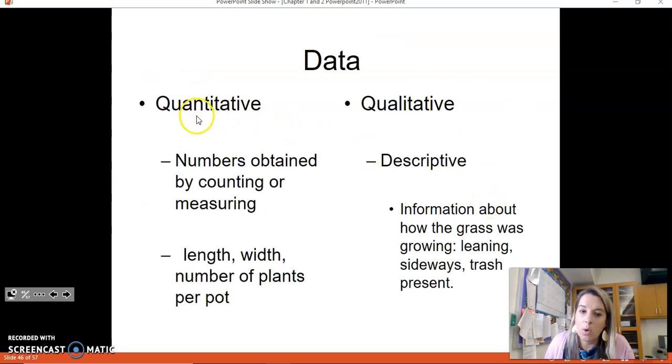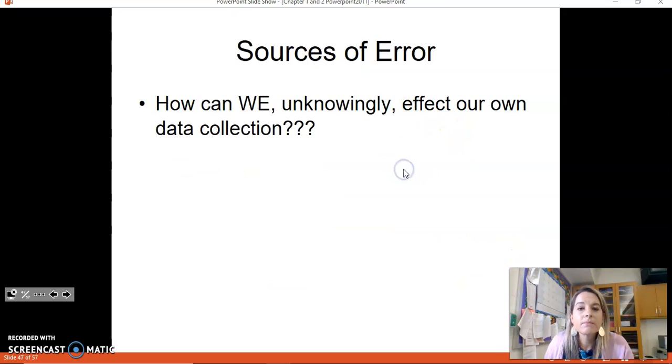So data, again, is quantitative or qualitative. Do you remember which one's easier to graph? Quantitative. Error is things that we do unknowingly that affect our data collection. Can you think of a source of error? Sources of error could be like measuring wrong, knocking, spilling, not properly putting the right amount of water into the graduated cylinder, the equipment being off, the batteries being low, and not measuring properly. I could go on and on and on. Error is human error usually.